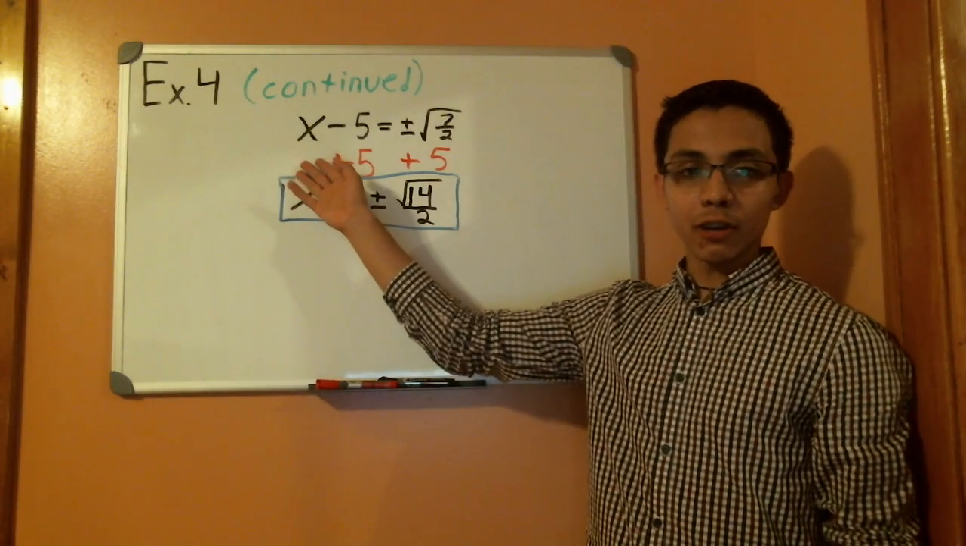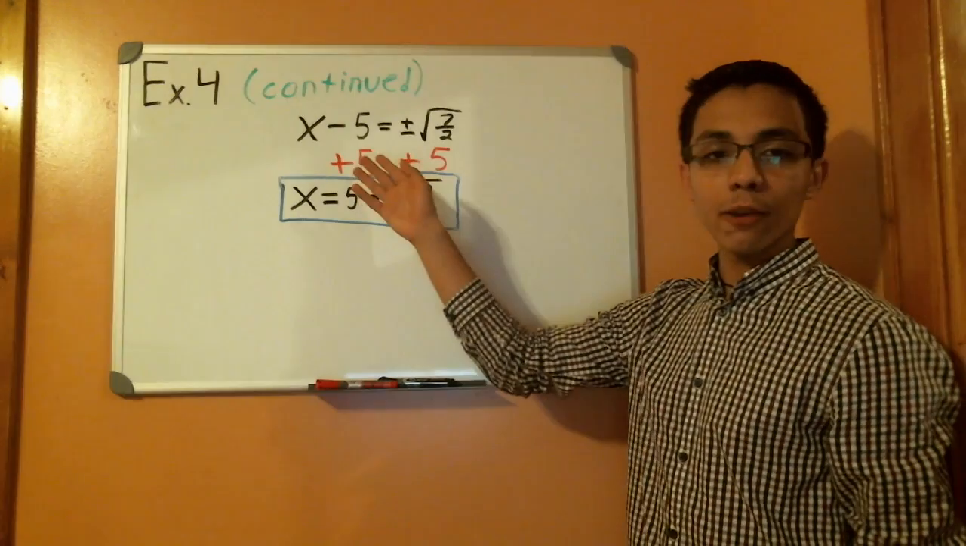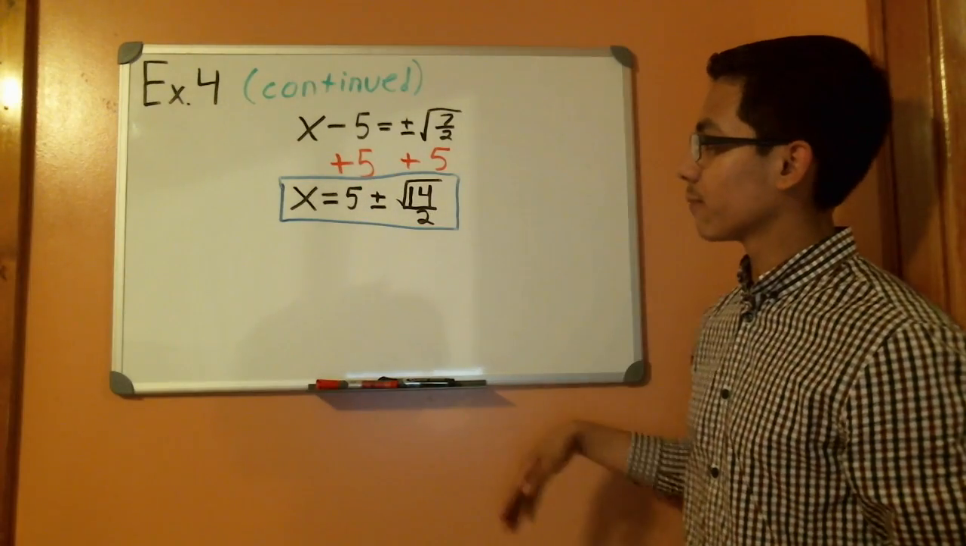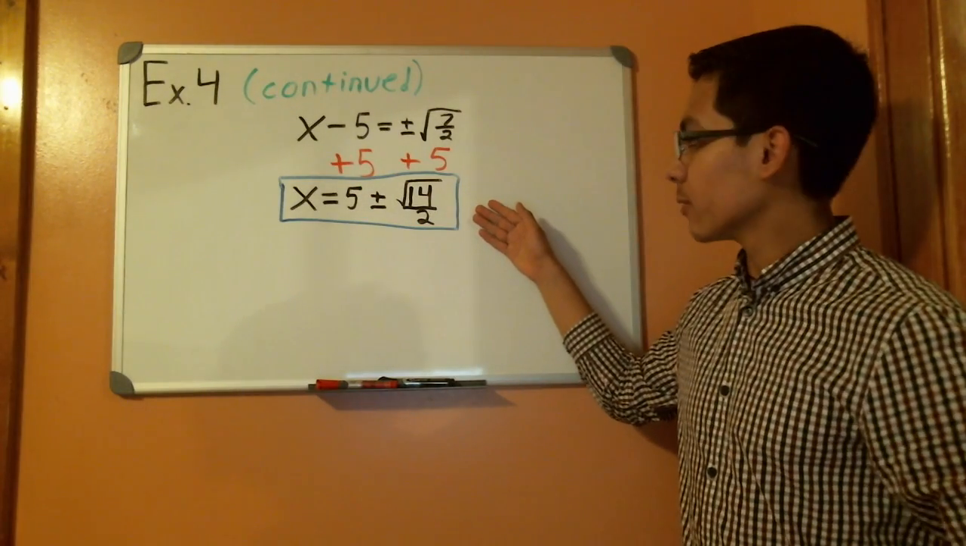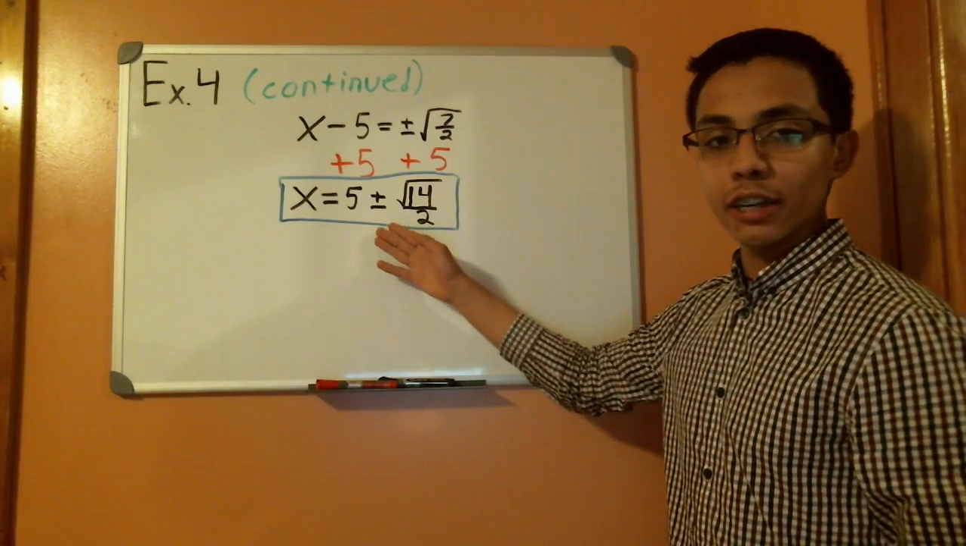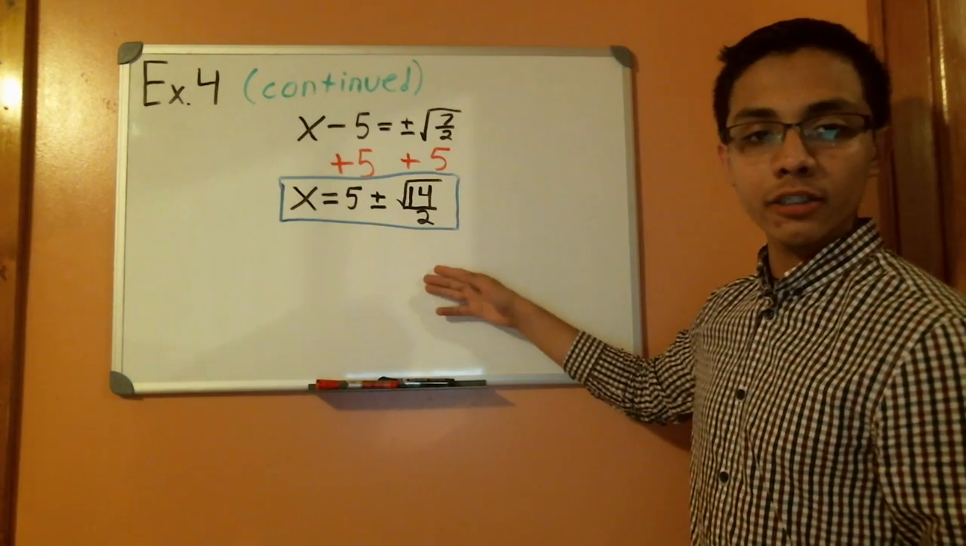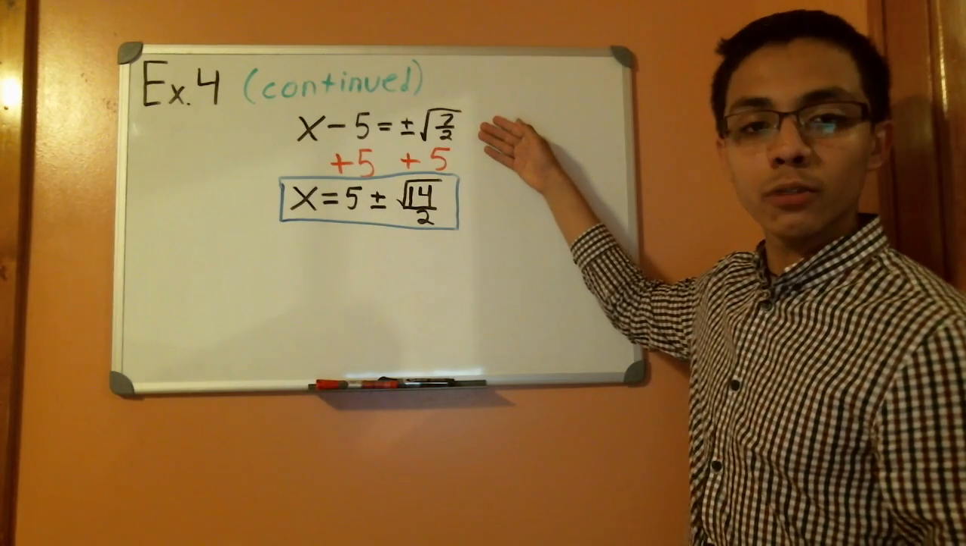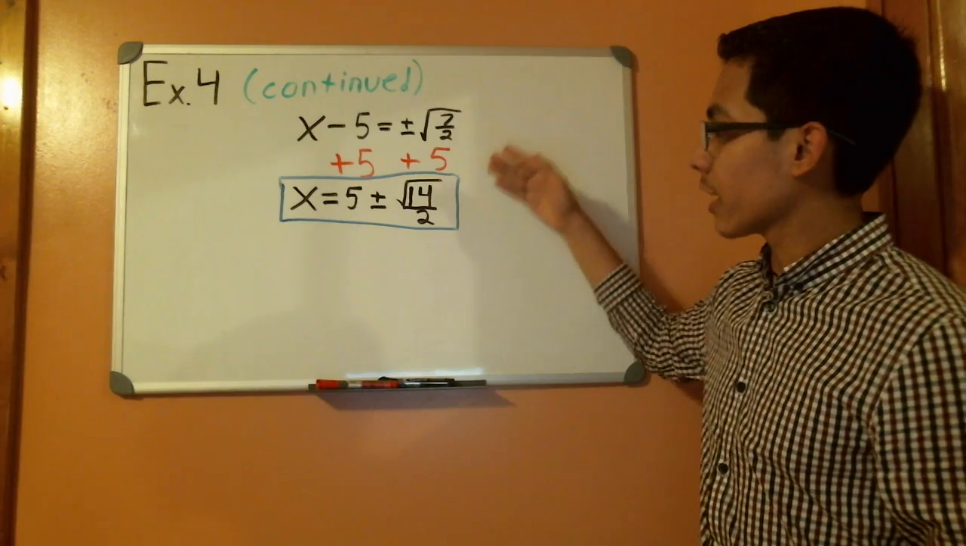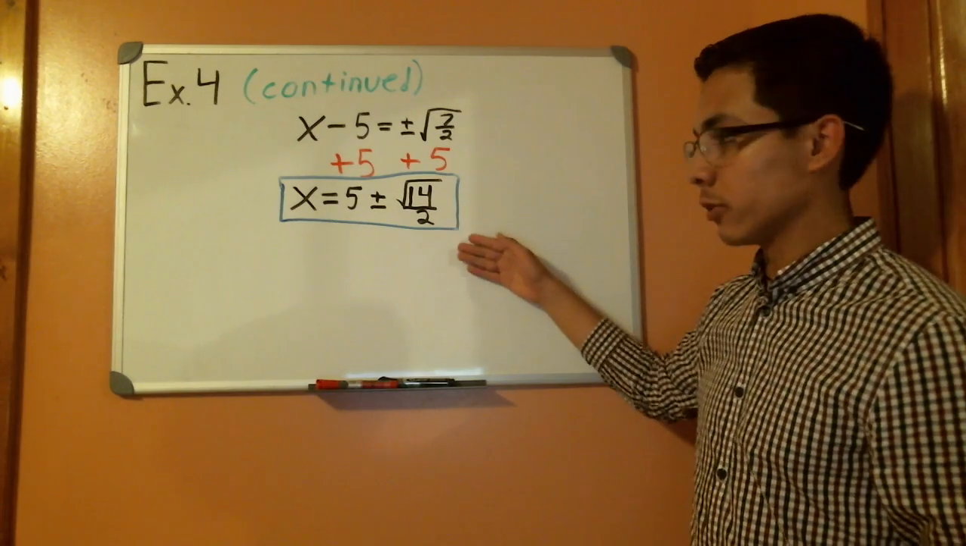Now let's continue solving for x. To do that, we add 5 to both sides. You would then get the solutions of x equals 5 plus or minus. Now here, I already rationalized the denominator for the square root of 7 over 2. So I got the square root of 14 all over 2.